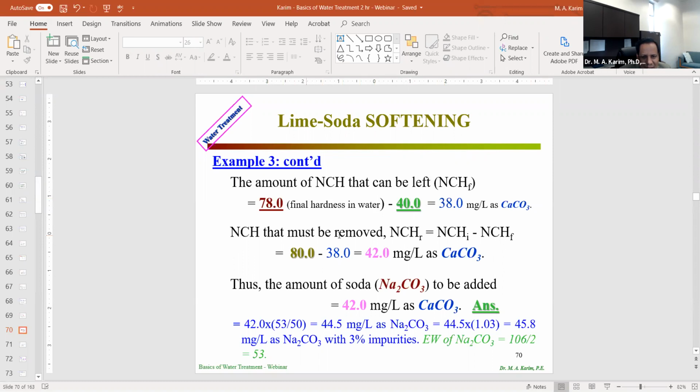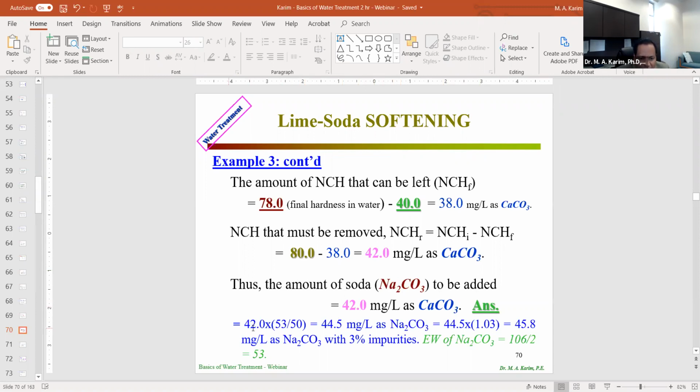Now, the NCH that must be removed, its initial value was 80. You remember the color, right? And 38 can be left in the system. So how much we have to remove is 42, right? If we go back to the flowchart, whatever the amount of non-carbonate hardness we have to remove, that's the same equivalent amount of soda, sodium carbonate, we have to use. So the amount of sodium carbonate we need is 42 milligram per liter as calcium carbonate.